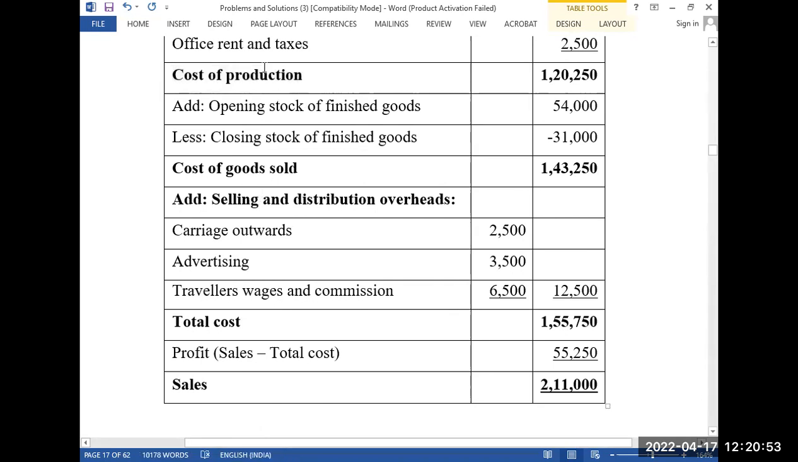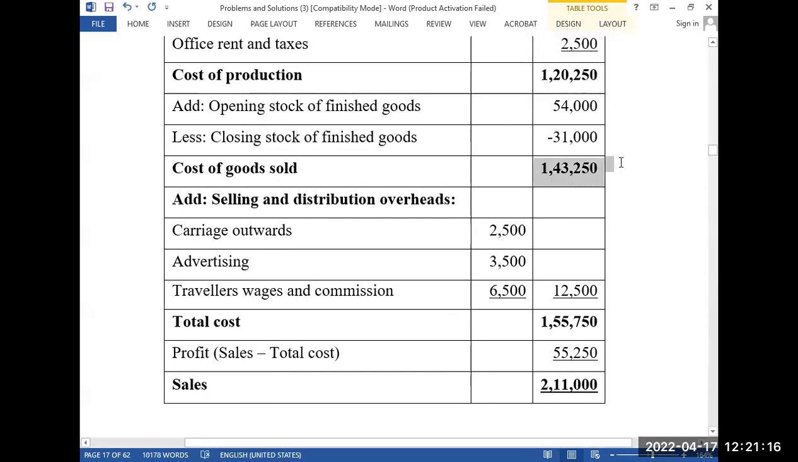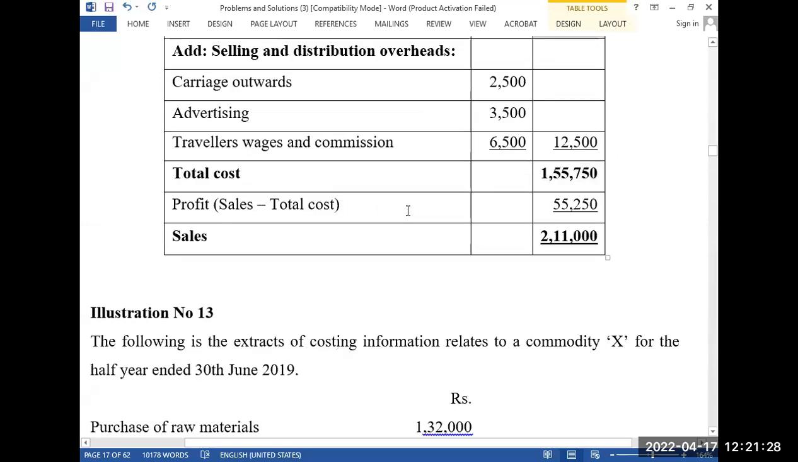What is the meaning? Why do we add this? See, already this year we are spending 1,20,250 as a cost of production to produce some number of units. Already we had unsold stock, last year's unsold stock, so that is also added now. So the total cost of goods sold is this much. But after this year, we still have some unsold goods that need to be deducted. So the net goods sold is costing rupees 1,43,250 before you add any selling expenses. Okay. So you add selling expenses to that, cost of sales. Sales minus cost of sales equals profit, or cost of sales plus profit is equal to sales.